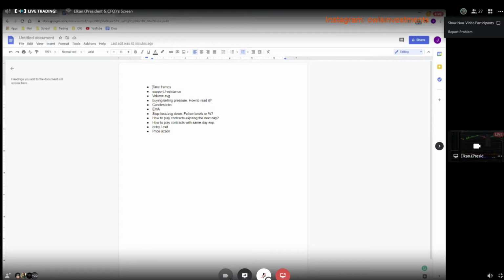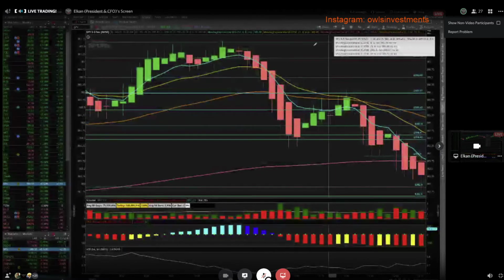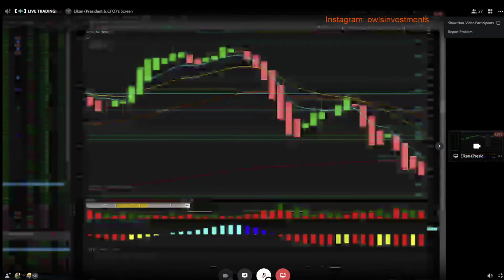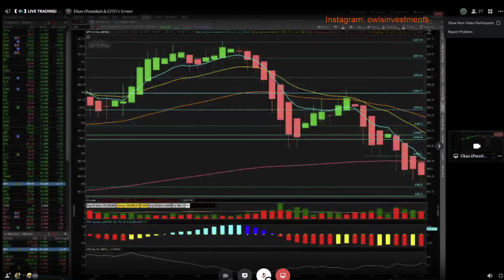So that's how I look for my entries and exits. I draw my own supports and resistance, and I wait for price action at those levels. So whether we're going to break it and go above or below, or we're going to reject it and go down and up from there. And that's all I have. But if you guys want, I can stick around for another 30 minutes for a question and answer.